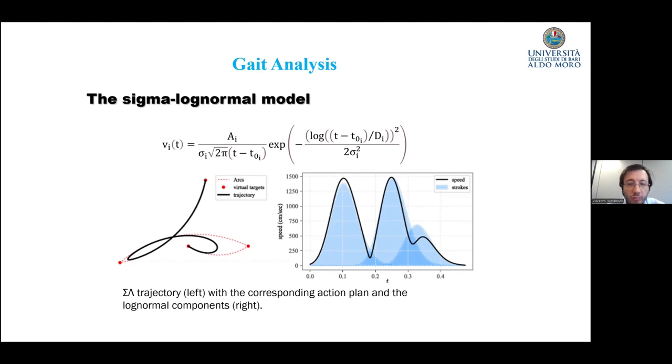The kinematic theory of rapid human movement was developed by Plamondon in the early 90s, and the model has been successfully applied to reconstruct the original signal of a movement, starting from data points.